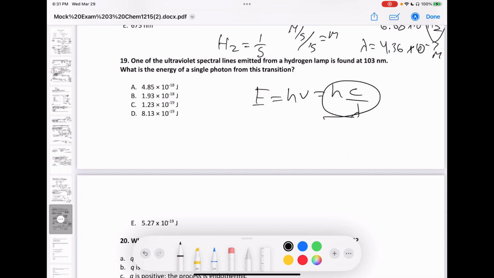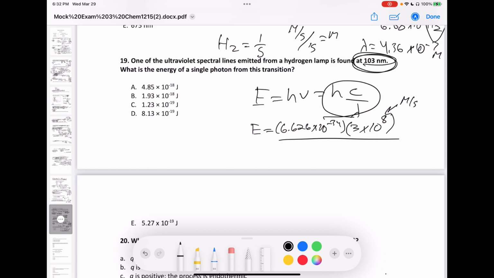So then we get that E is equal to Planck's constant h, which is 6.626 times 10 to the negative 34th, times the speed of light. I'll just use the short form, 3 times 10 to the 8th, all divided by the wavelength. And remember, this is going to be in units of meters per second, so we want to convert this wavelength right here to meters. In, I guess, an easy way, whatever a wavelength is in nanometers, it's just that times 10 to the negative ninth in meters. So 103 times 10 to the negative ninth. And then it's going to be a long one.